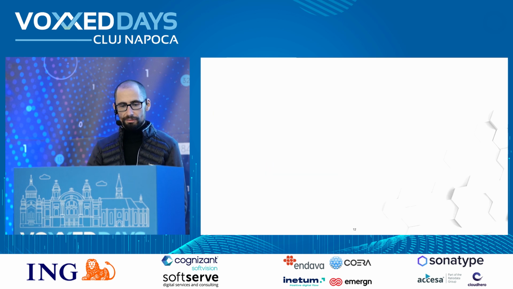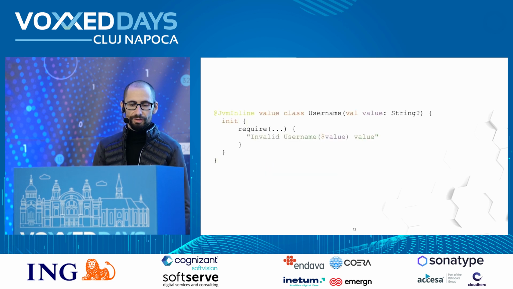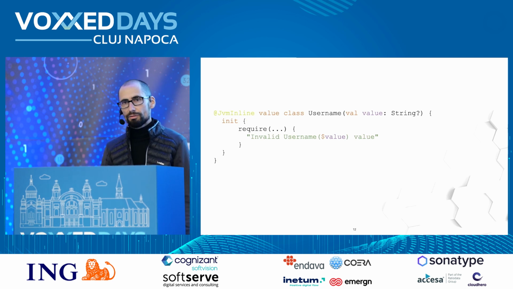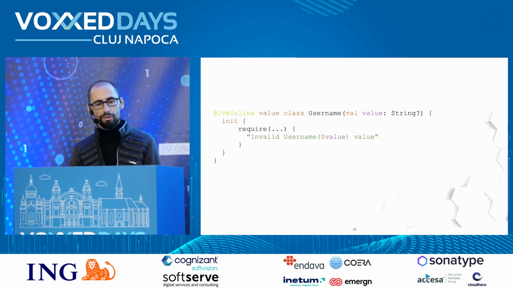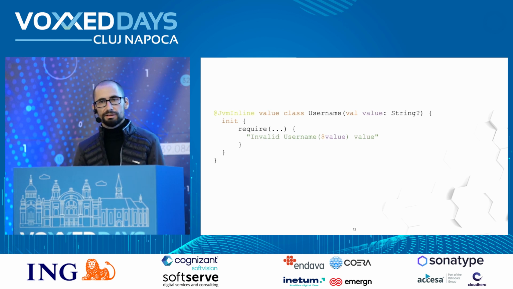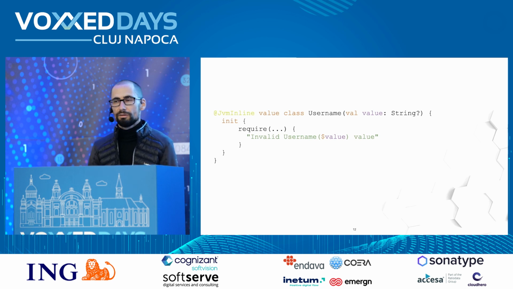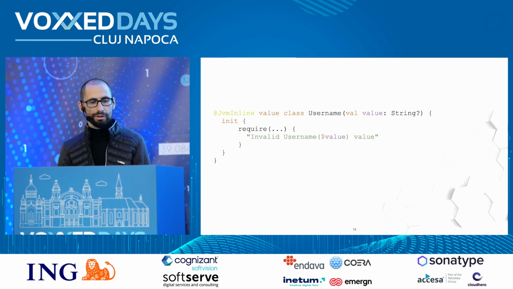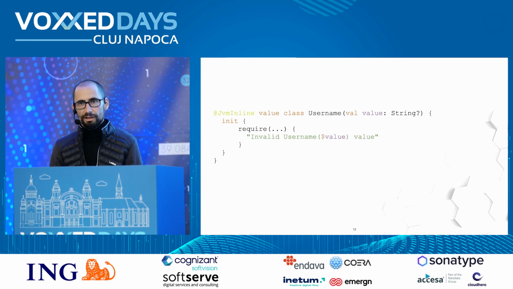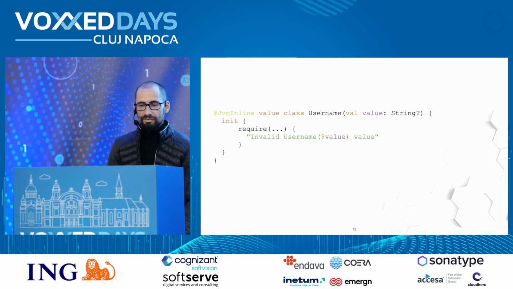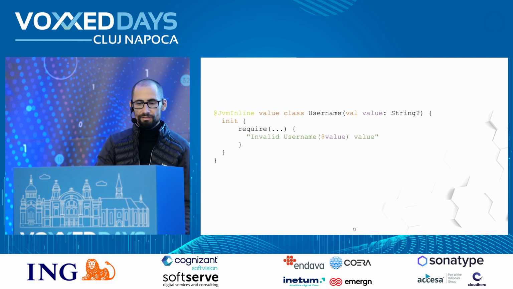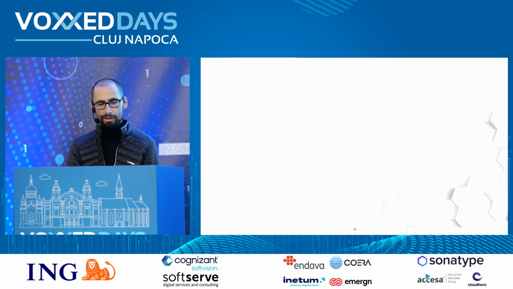And to do that, we can use another feature from the Kotlin programming language, which is, inside our value class, we can use an initializer block or an init block. And the require is a function part of the Kotlin standard library, and inside it we can set our conditions for what a valid username would be. And if it's not, we give back a message, invalid username value.